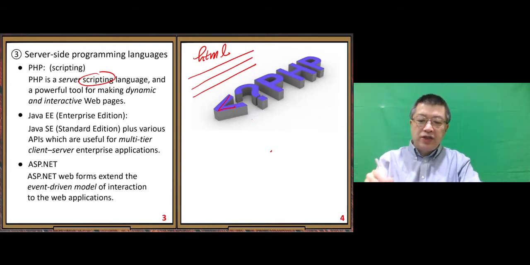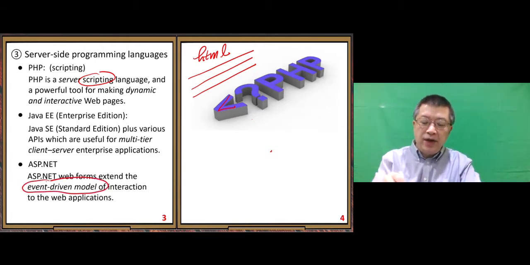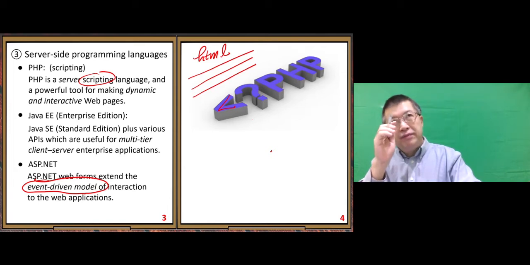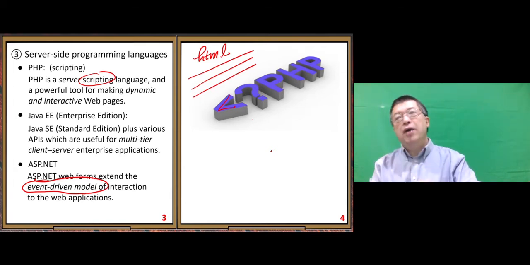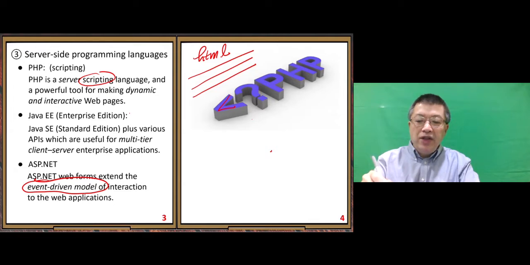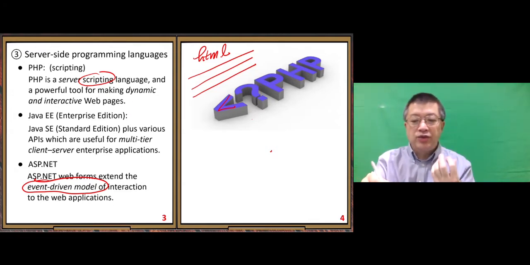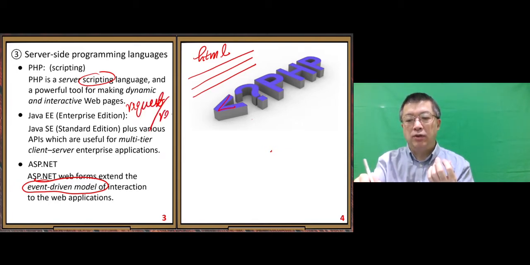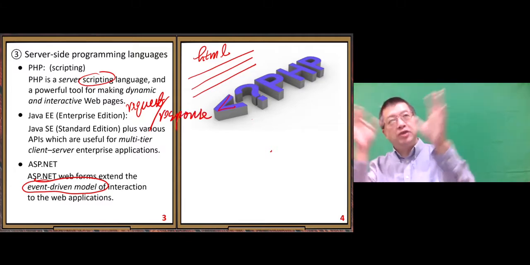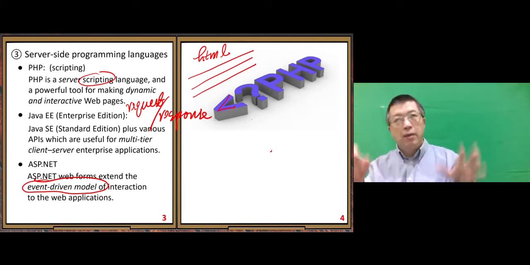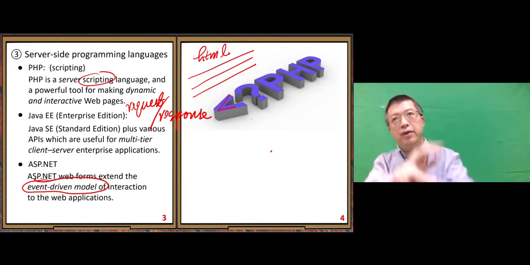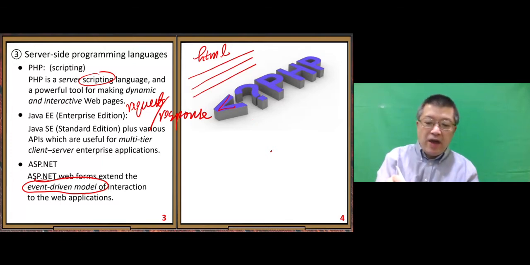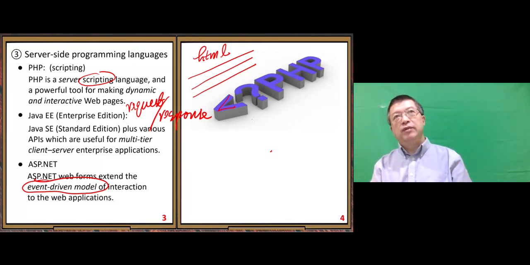All right. Web Forms extend the event-driven model. So here, Microsoft uses a different model. For Java EE, the model we use here is the request/response model, a communication model. But Microsoft uses a different model, the event-driven model. So why event-driven?